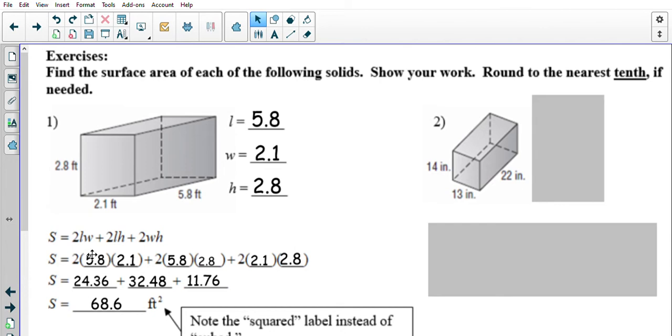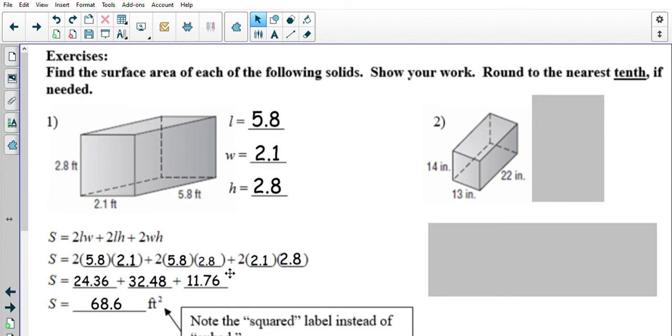So we'll take 2 times 5.8 times 2.1 to get a product of 24.36. Take 2 times 5.8 times 2.8 to get a product of 32.48. And take 2 times 2.1 times 2.8 to get a product of 11.76. Add those three products together, you get a total surface area of 68.6 feet squared.